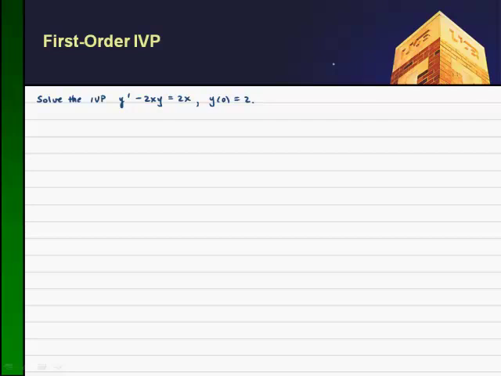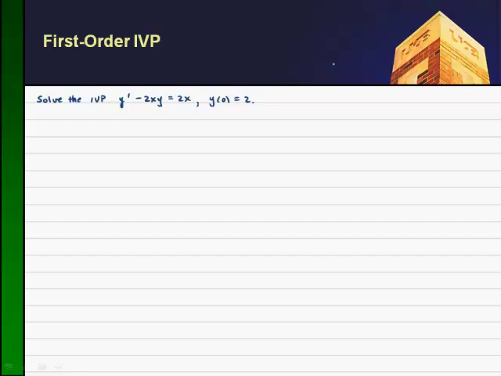Okay, so let's revisit this IVP. y prime minus 2xy is equal to 2x, subject to y of 0 is equal to 2. In this instance, I want to solve it as a linear ODE because I also notice that it's in linear form. We'll find that some first order ODEs are both linear and separable.